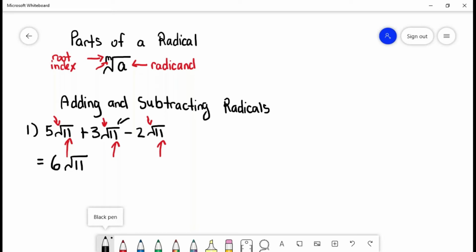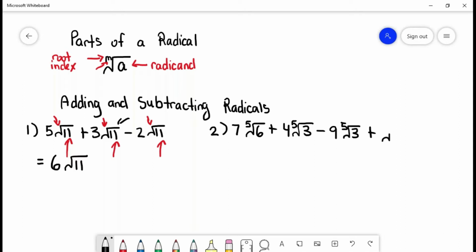So our second problem, which we'll be doing today, is 7 root 6 with the root index of 5 plus 4 root 3 with the root index of 5 minus 9 root 3 with the root index of 5 plus root 6 and a root index of 5. So just as we did for question number 1, we have to make sure that all of these are like terms in order for you to add them efficiently. As you can see, what we did previously is we made sure that the root indexes and the radicands were all the same. So we have to do the exact same thing now.